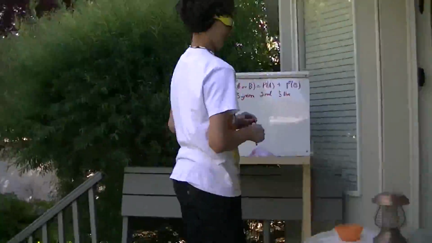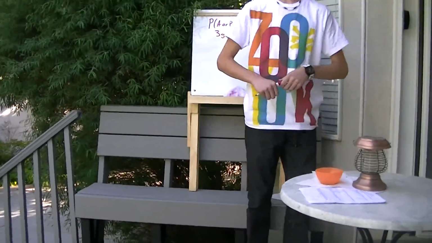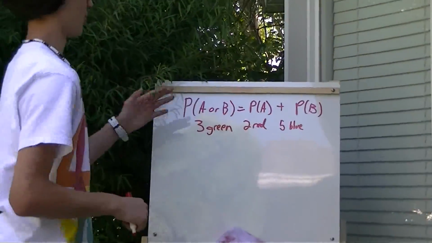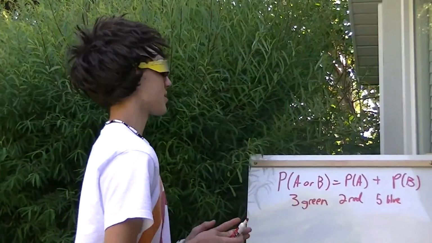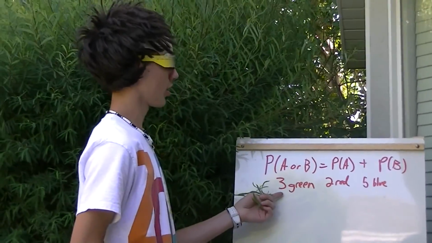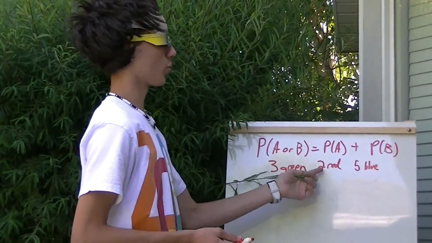So, my brother Augustus, he left off multiplying probabilities. Now I'm here to show you how to add probabilities. We start out with mutually exclusive, which are two events, or any amount of events that cannot happen at the exact same time. For instance, picking 3 green M&Ms or 2 red M&Ms.